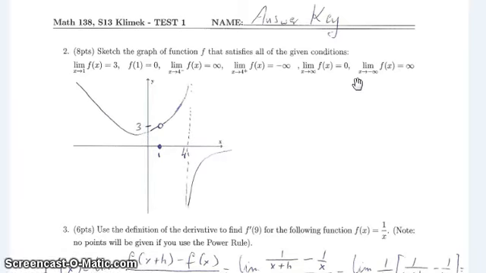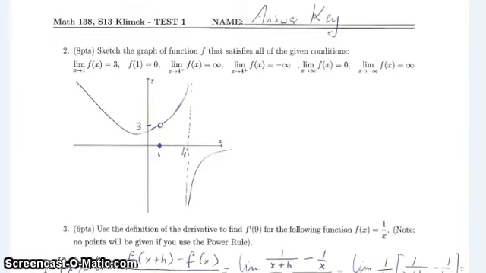And then the last one, limit as x approaches negative infinity of f of x is infinity, which means that as x approaches negative infinity, your y coordinates should grow infinitely. So they are not approaching any stable number, any particular y. They just keep going up and up.